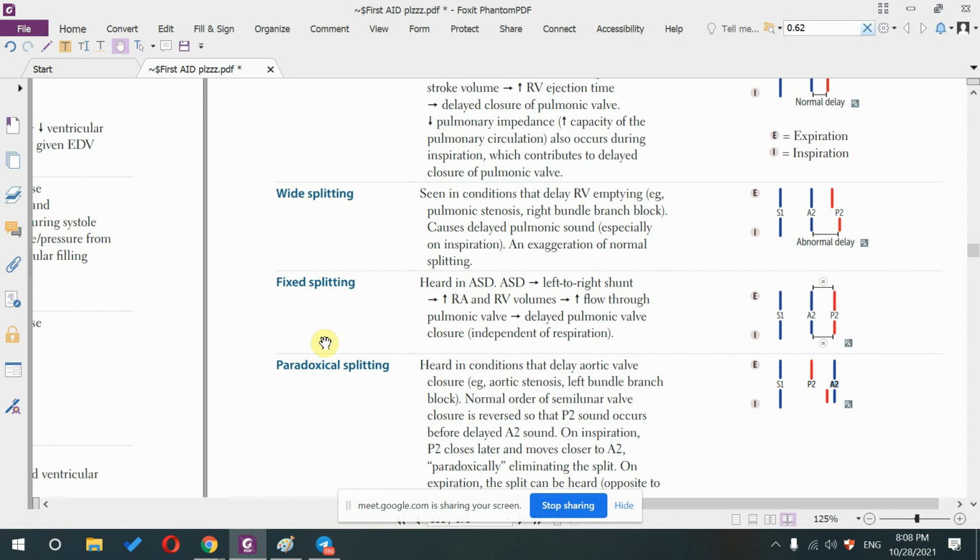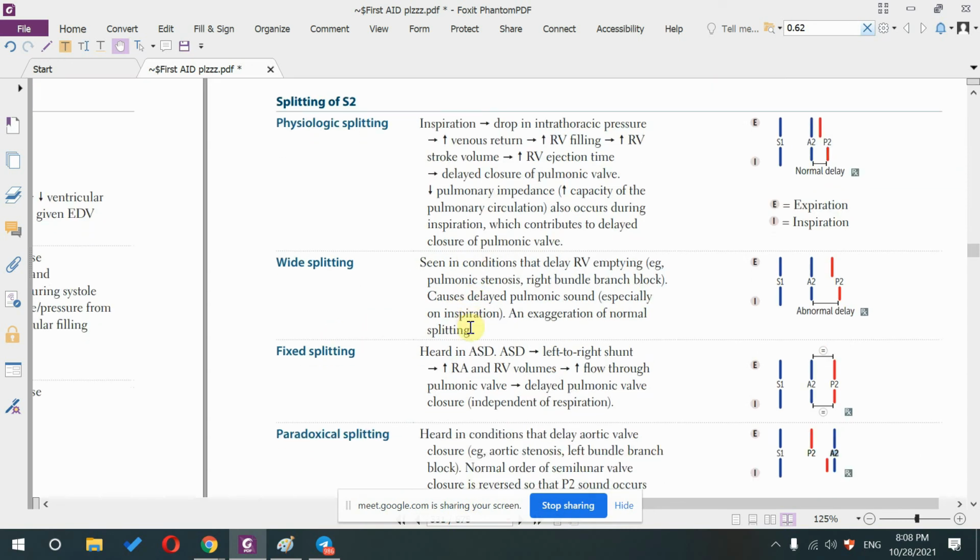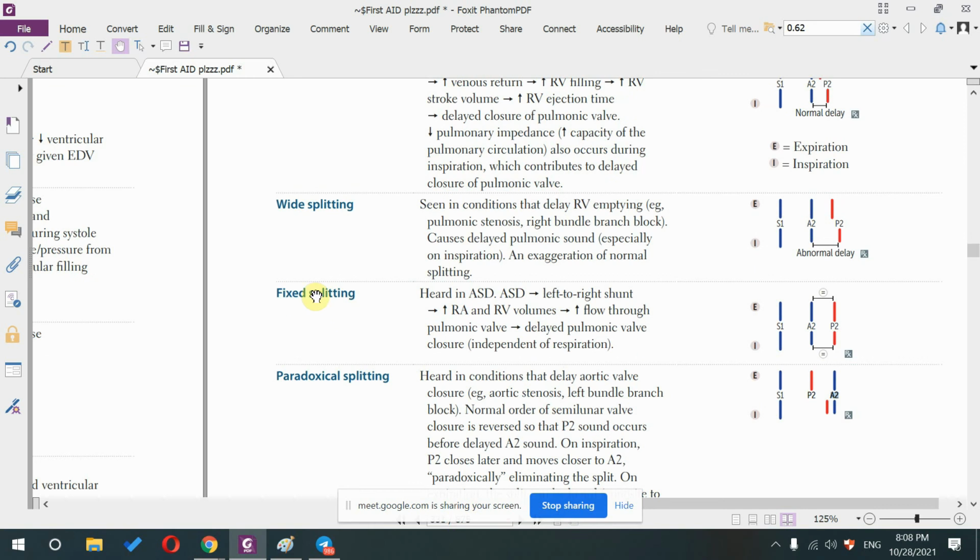Okay. Last thing is fixed splitting, which, if you want to memorize one thing from this page, please memorize this. It's the only thing they ask. So it's heard in conditions such as ASD, atrial septal defect, which leads to shunts. Well, where is the pressure higher inside of your heart, the left atrium or the right atrium? Correct, it's the left atrium. So that leads to a left to right shunt. That leads to the right atrium and right ventricular volume being much higher.